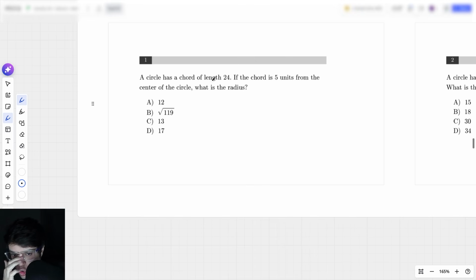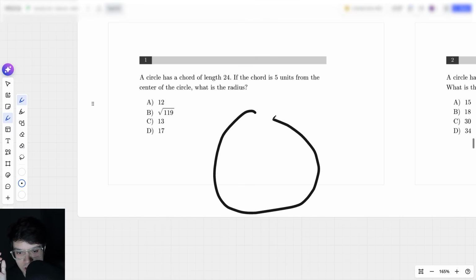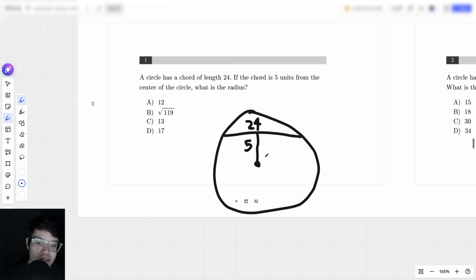We have a circle with a chord length of 24. Let me go ahead and draw that. So something like this. The chord is 5 units from the center, so like that. What is the radius? Okay, we can pretty clearly see what's going on here. So we could just pretend like there's a radius from here to there. It's going to be the exact same as every other radius.